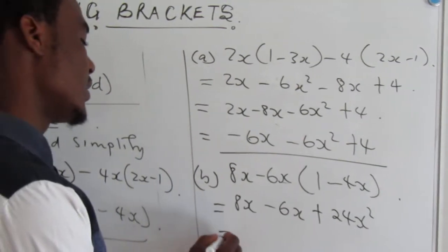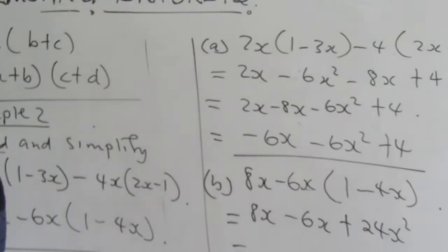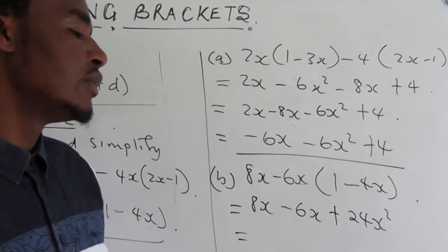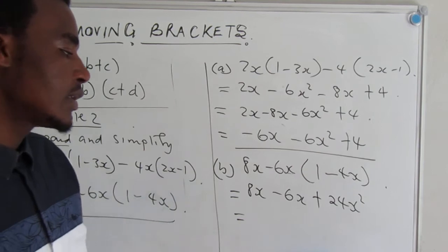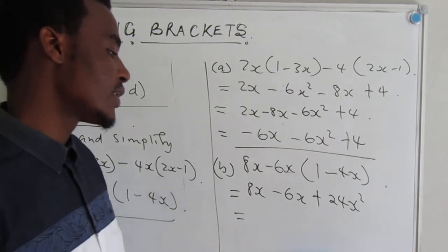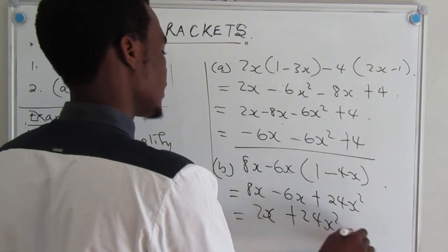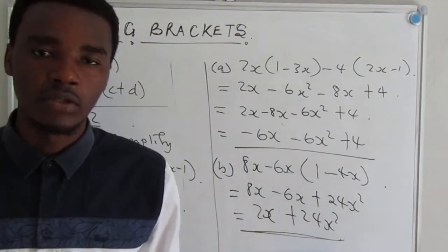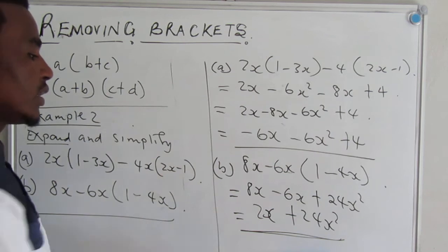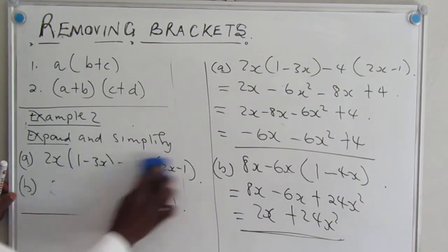Let us simplify. When simplifying algebraic expressions, you have to simplify like terms. So 8x minus 6x, straight away this is 2x plus 24x squared. That's the solution. Right, let us quickly move on to case number 2.